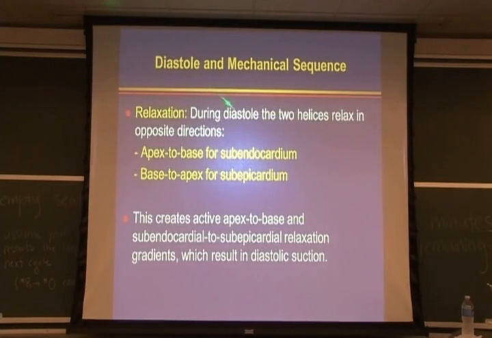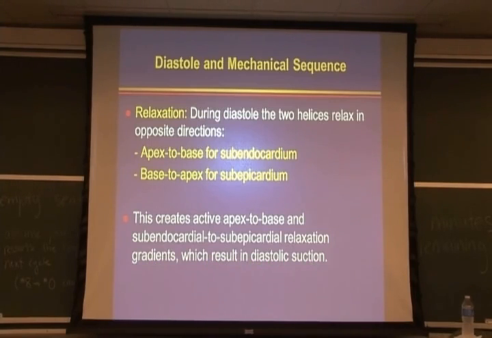Cardiac diastole is just the reverse, the opposite. Relaxation is where the two helices move again in opposite direction. The myocardial fiber orientation is such that there is a base to apex subendocardial motion, and there is a base to apex subepicardial motion. And that leads to a complete unwinding or counter-directional motion, which creates an active apex to base and subendocardial to subepicardial relaxation gradient, which results in diastolic suction.